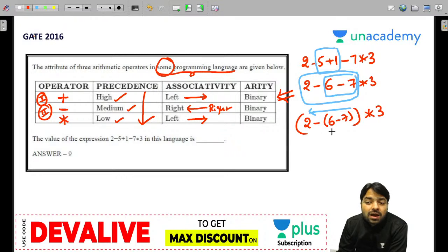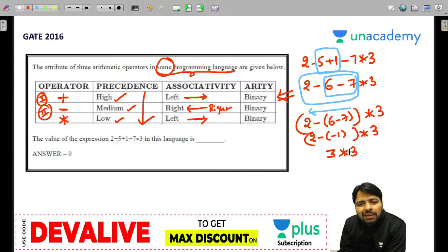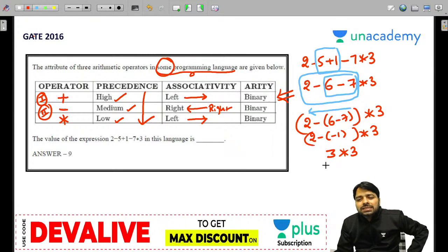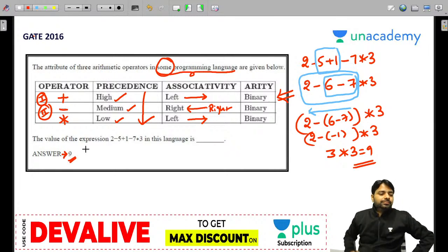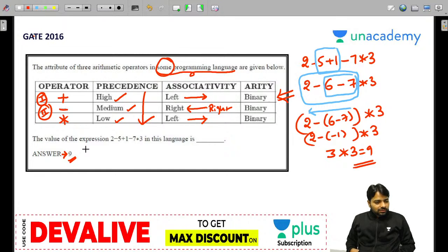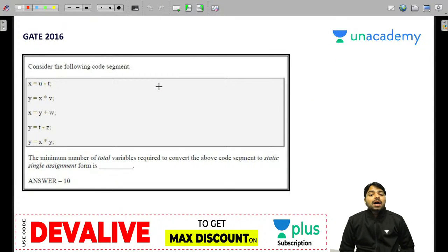Tell me, 6 minus 7 is minus 1, 2 minus of minus 1, 2 plus 1 is 3, into 3. There is only one multiplication, do it blindly, that is 9. The answer is 9. Clear? Yeah. Star has the lowest precedence. It is a numerical type question, so you have no other option, guys. This is a question where you don't have options. This is a numerical answer type. Have you seen, guys?